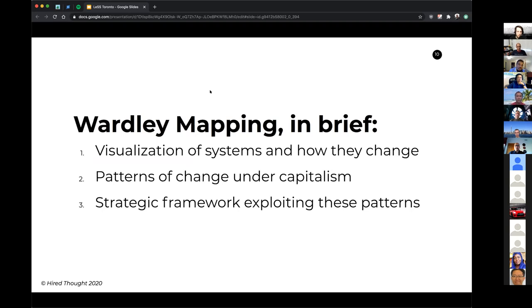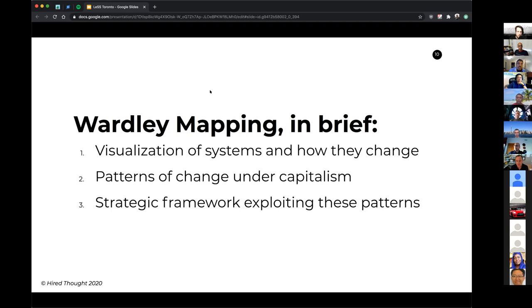And he basically created a theory that articulates 4 stages of evolution that basically anything under the forces of capitalism goes through, from genesis to custom built to product and rental services to commodity and utility services. And so that's the body of research. And then the third thing is that Wardley mapping is a strategic framework for thinking about and making better decisions. It's a way to understand these patterns and then take advantage of them in order to produce better futures for our organization and for humans writ large.